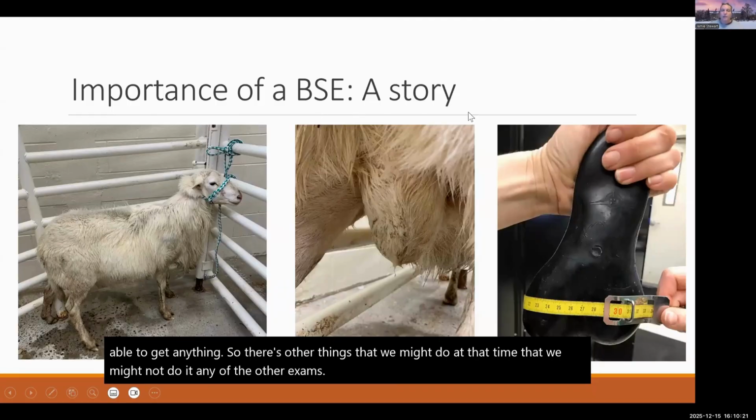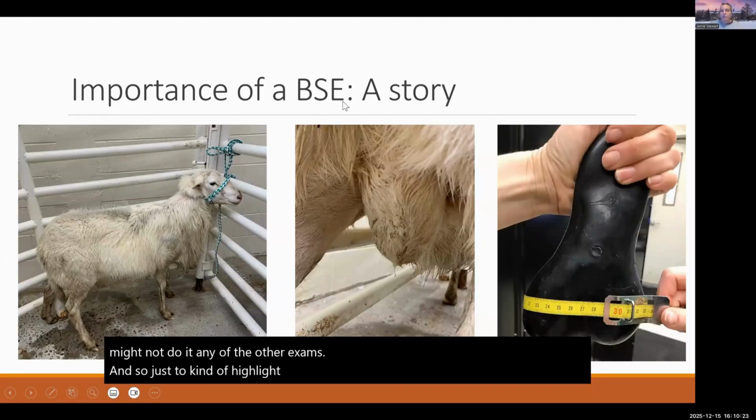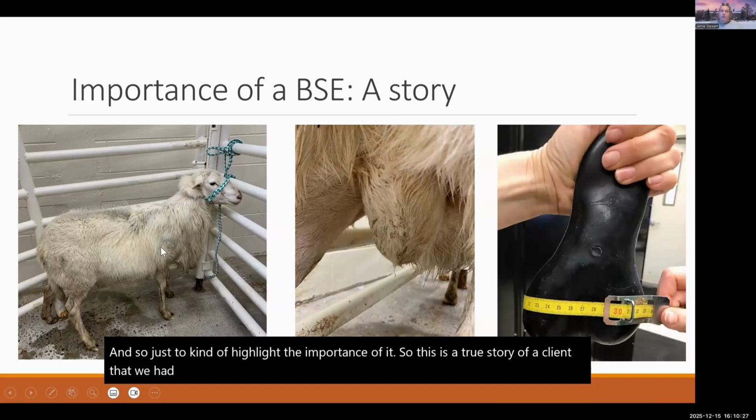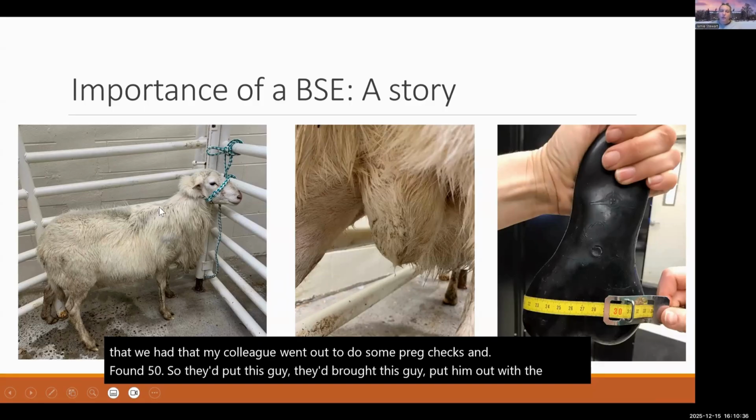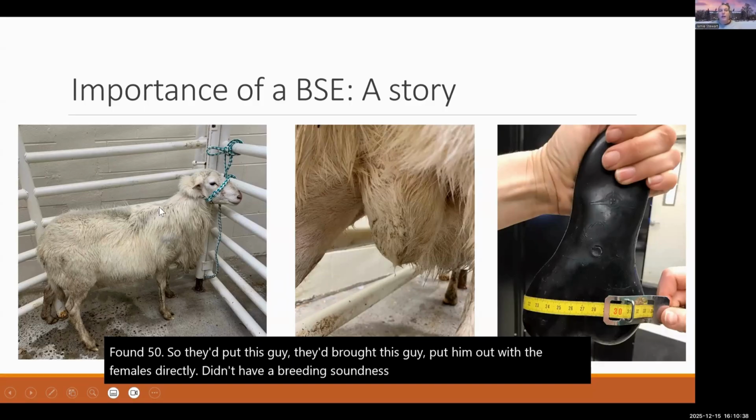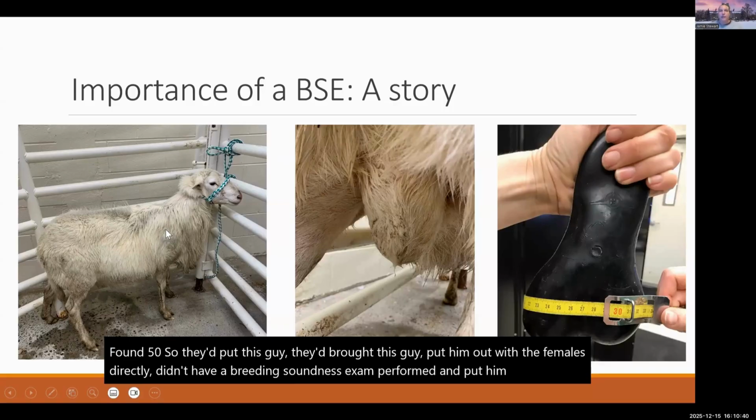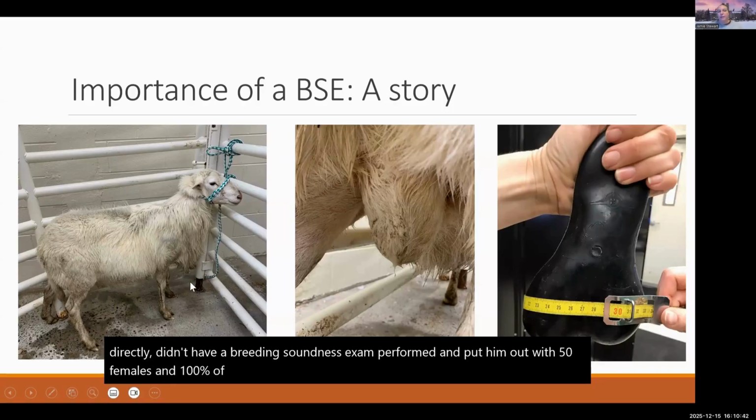And so just to highlight the importance of it, this is a true story of a client that we had, that my colleague went out to do some preg checks and found 50. They brought this guy, put him out with the females directly, didn't have a breeding soundness exam performed, and put him out with 50 females. And 100% of those females came open.